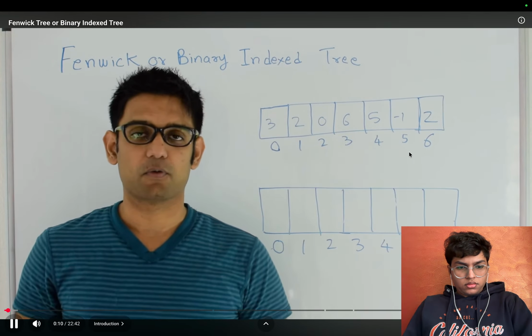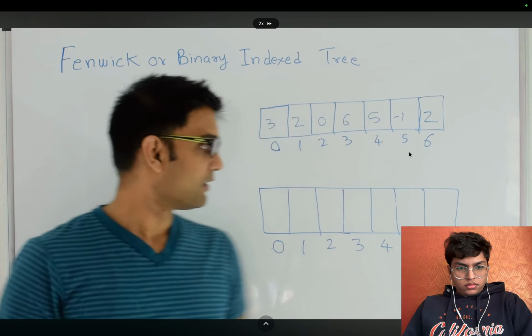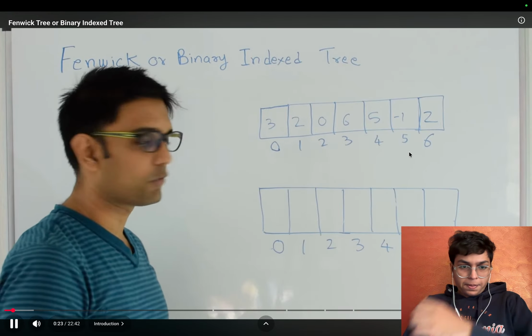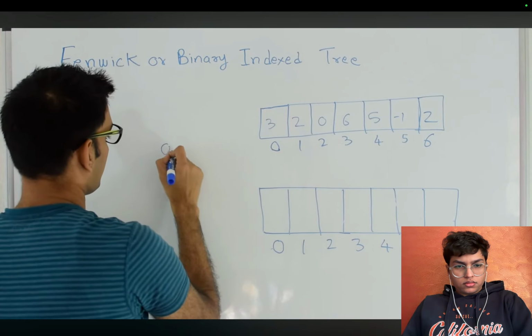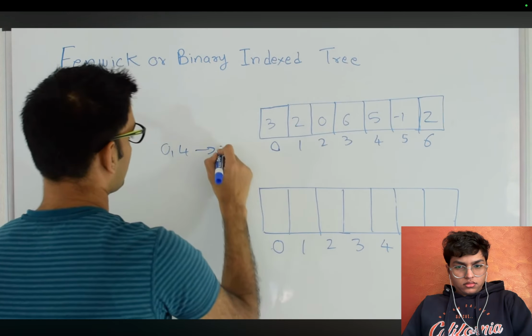Before going into the details of what a Fenwick tree is, let's look at the use case it is trying to solve. A Fenwick tree is used to get the prefix sum of an array. For example, if I'm given an array of 7 elements from 0 to 6, a Fenwick tree will help me answer queries like: what is the sum from 0 to 4? The sum from 0 to 4 is 3 plus 2 is 5, 5 plus 6 is 11, 11 plus 5 is 16.